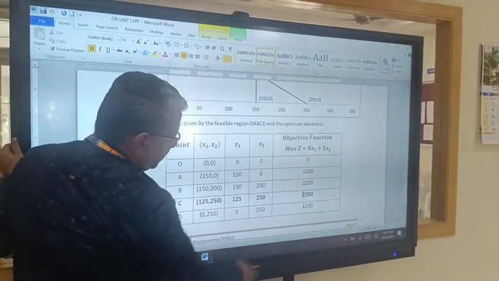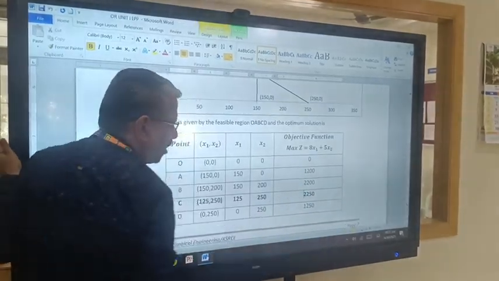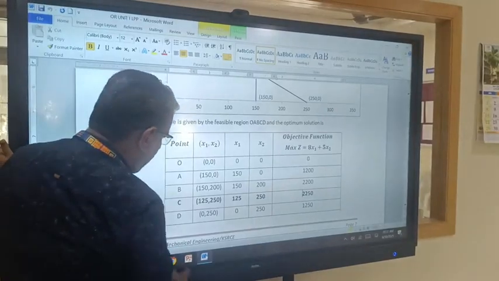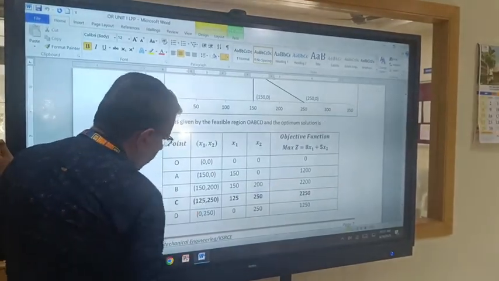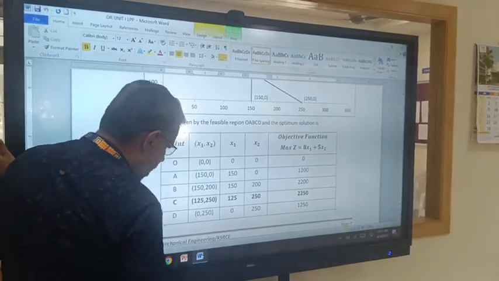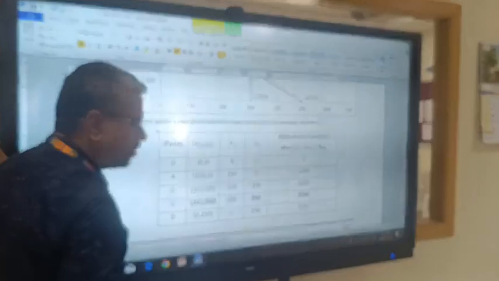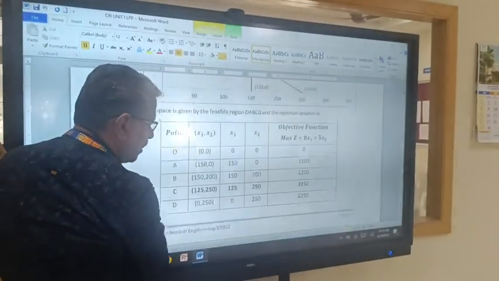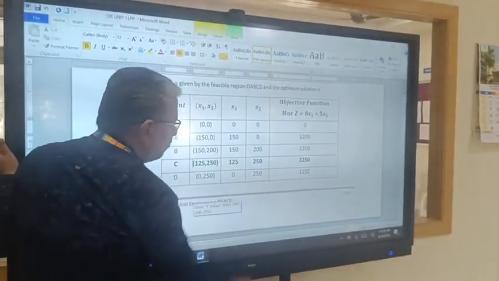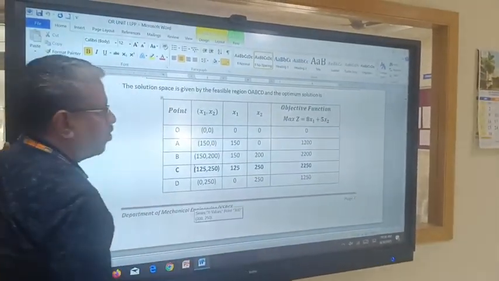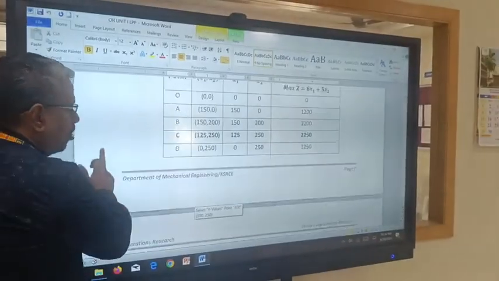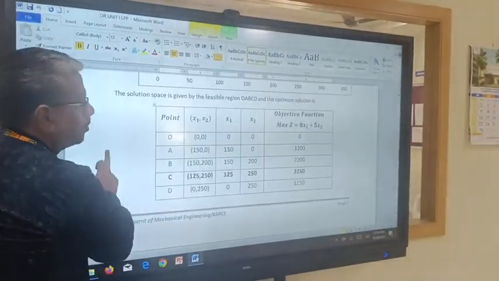2250 is our maximum value out of the 5 points. Therefore, 125 units of tire A and 250 units of tire B are to be produced, so that we will get the maximum profit of 2250 for this problem. This is called the optimum solution.